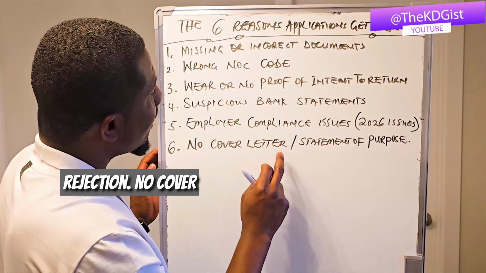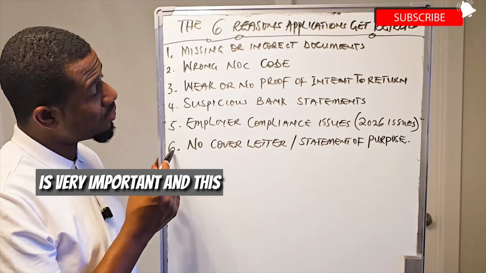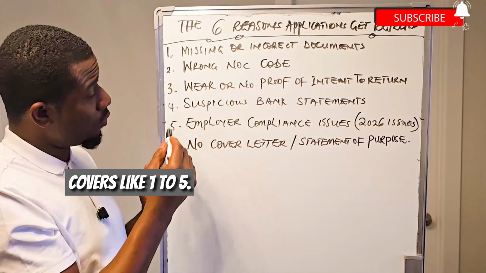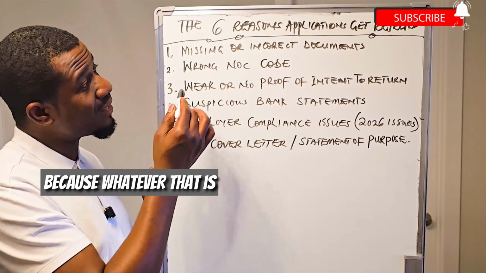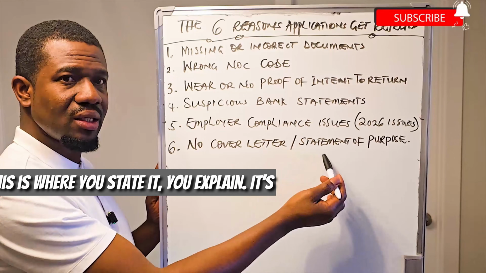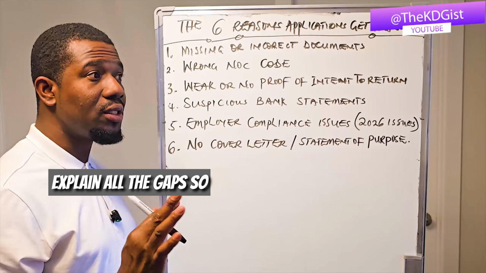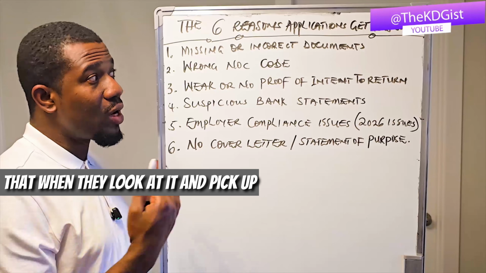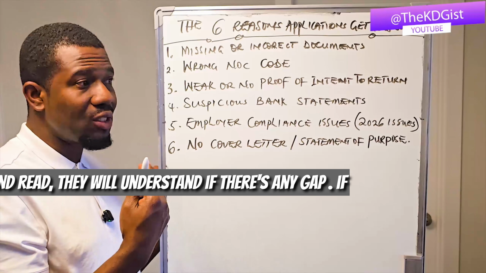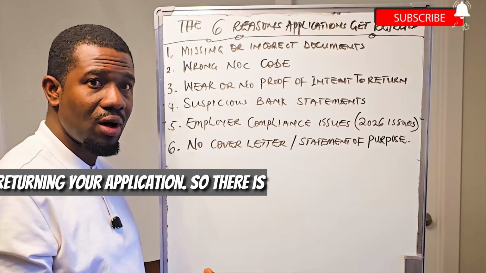6, no cover letter or statement of purpose. This is very important, and it covers 1 to 5, because whatever is fishy or missing, this is where you state it and explain. It's also called a letter of explanation. You explain all the gaps so that when they pick up this letter and read it, they will understand any gap without even having a second thought of returning your application.